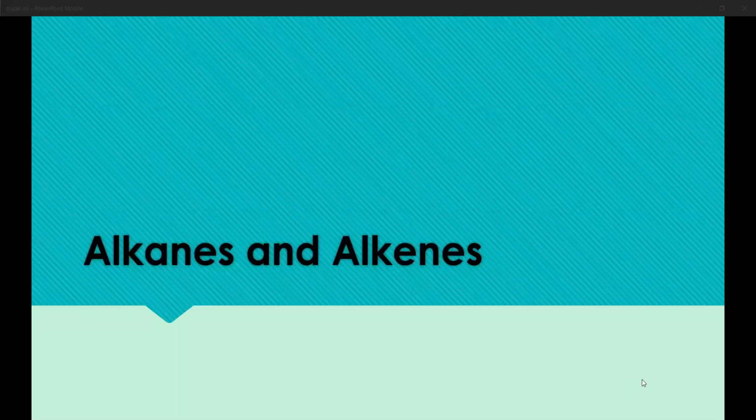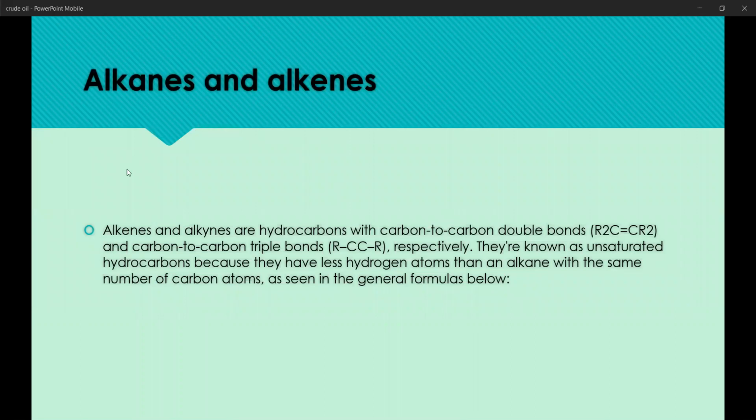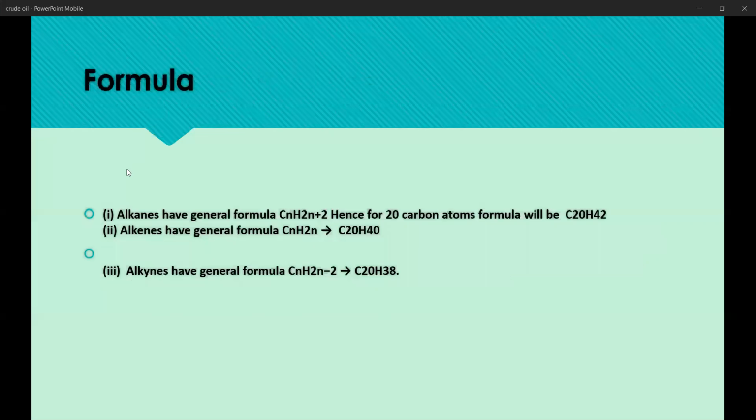Next topic we'll be doing is alkanes and alkenes and alkynes. Alkenes and alkynes are hydrocarbons with carbon-to-carbon double bonds, R2C=CR2, and carbon-to-carbon triple bonds, RC≡CR, respectively. They're known as unsaturated hydrocarbons because they have fewer hydrogen atoms than the alkane with the same number of carbon atoms, as seen in the general formulas below.